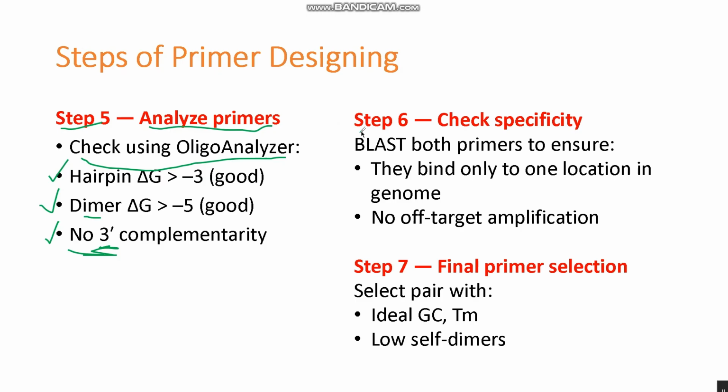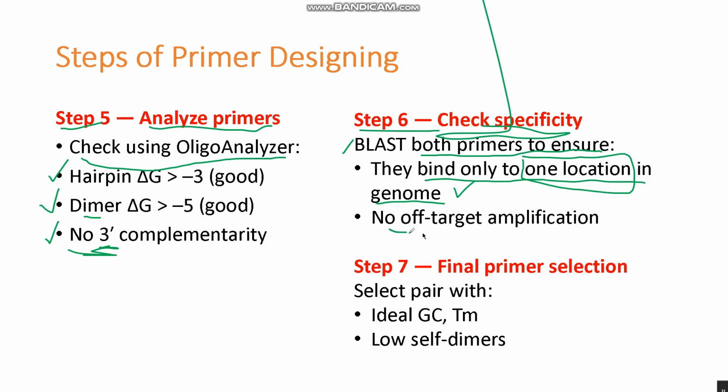Step six is check the specificity. BLAST both primers to ensure that they bind only to one location in the genome. They must bind only to the one location, with no off-target amplification. What we check here is the non-specificity.